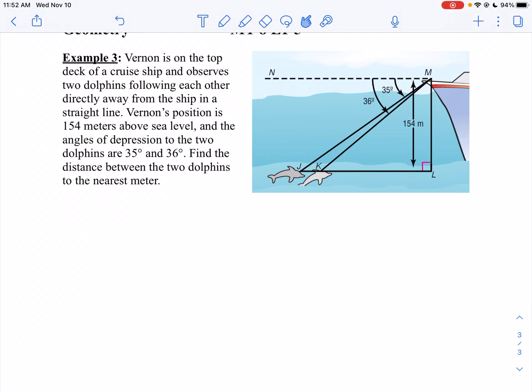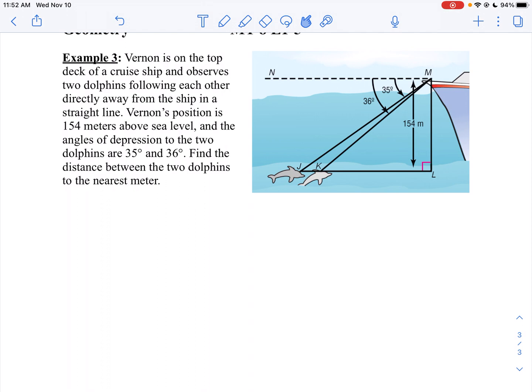And our last problem we'll take a look at here, it says Vernon is on the top of a deck of a cruise ship and observes two dolphins following each other directly away from the ship in a straight line. Vernon's position is 154 meters above sea level, and the angle of depression to the two dolphins are 35 degrees and 36 degrees. Find the distance between the two dolphins to the nearest meter.